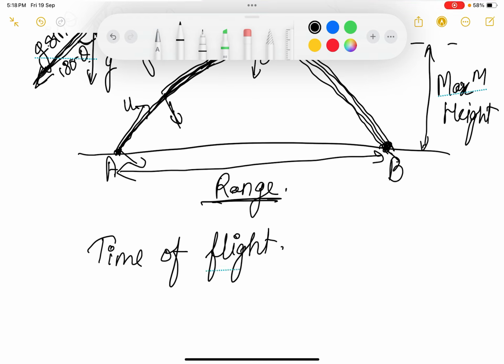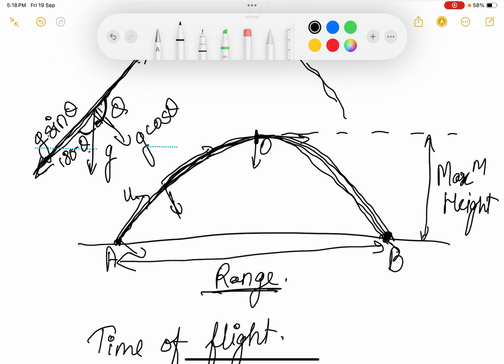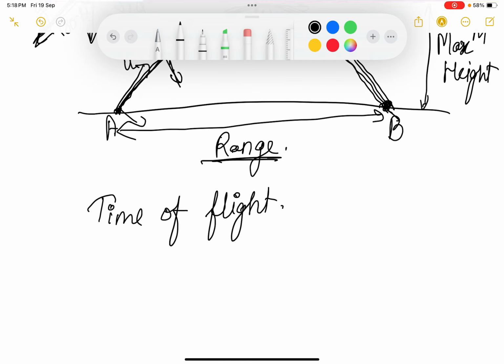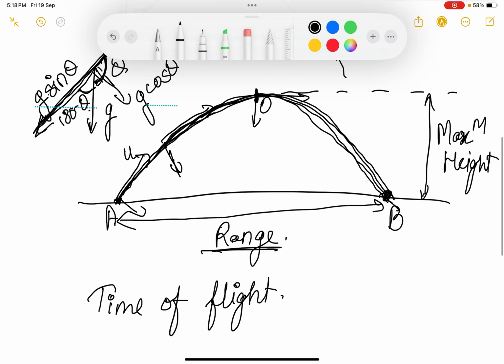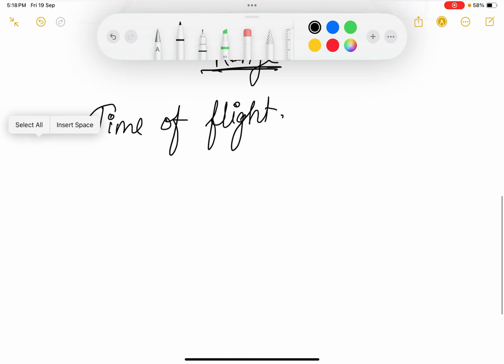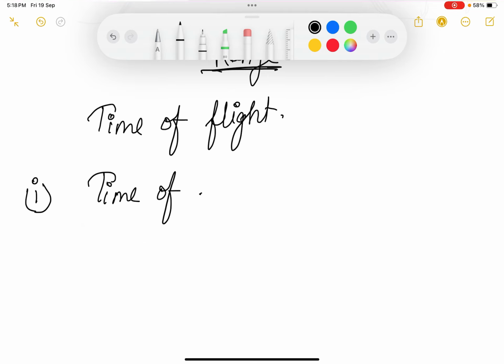So now we are going to derive the formulas for the maximum height obtained by the object, the range, and third, the time of flight. And there is one more thing, the path of this object. That formula can also be derived. So first we are going to derive the formula for time of flight.